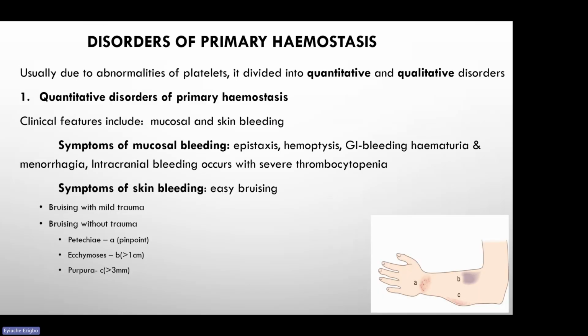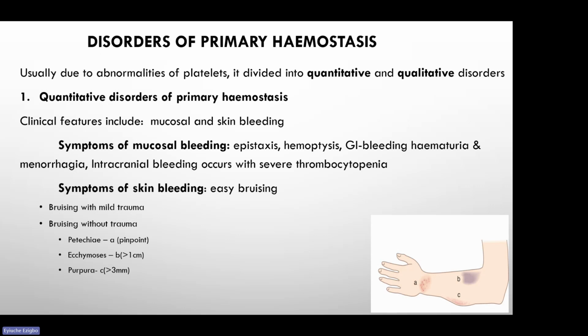So disorders of primary hemostasis are usually due to abnormalities of platelets. Okay, you can also recall the primary role of platelets in primary hemostasis. Platelet is the primary cell that is involved in primary hemostasis. So any abnormality that affects platelets plays a major role in primary hemostasis. So anything that can affect the platelet will definitely also have an effect in the process of primary hemostasis. So we say that disorders of primary hemostasis are usually due to abnormalities of platelets. It's divided into quantitative and qualitative disorders.